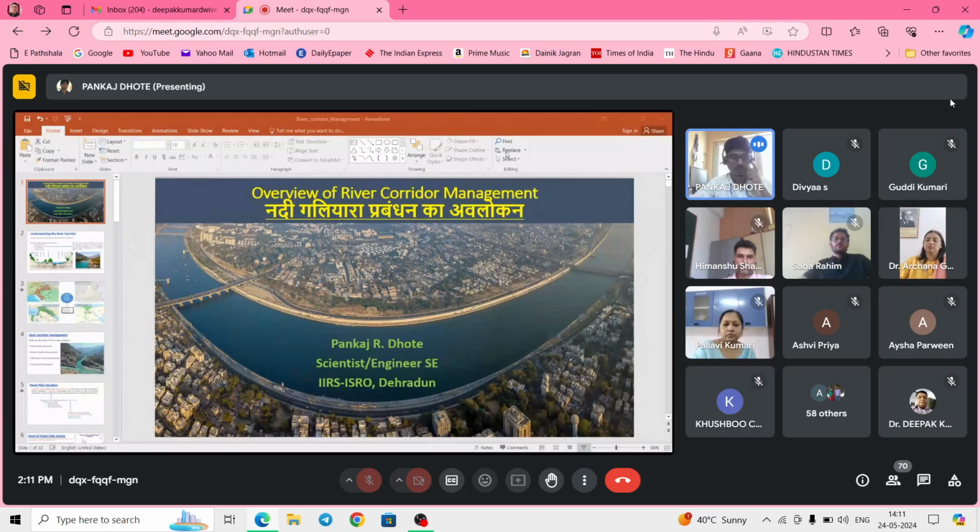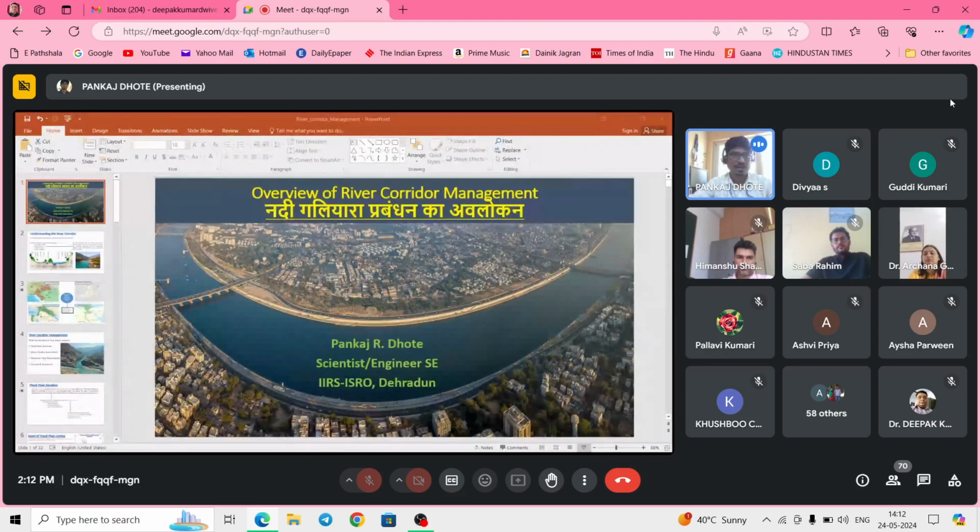Before we directly move towards the application of satellite data, we'll try to understand what river corridor management is. So this is the slide where we'll try to understand how this engineering technology can meet with the direct application in the case of aquatic life.